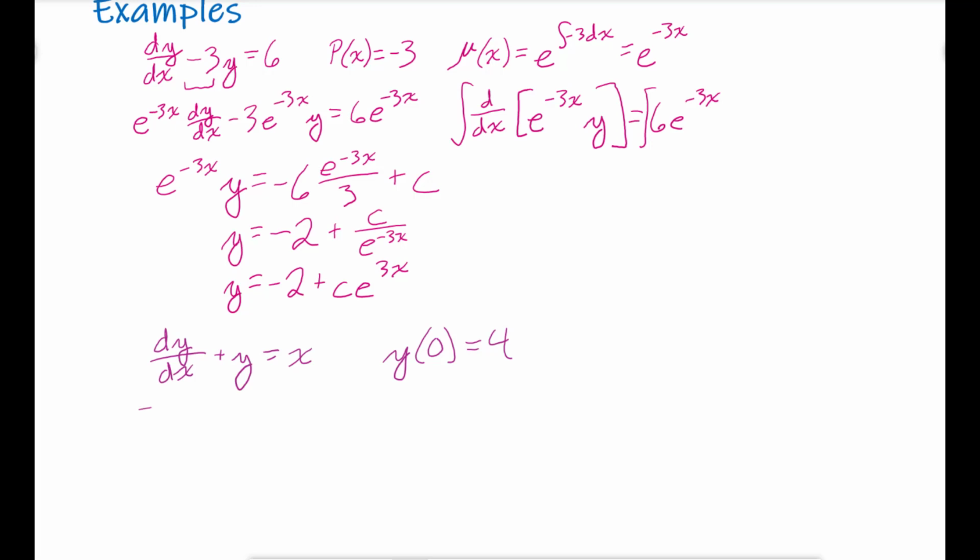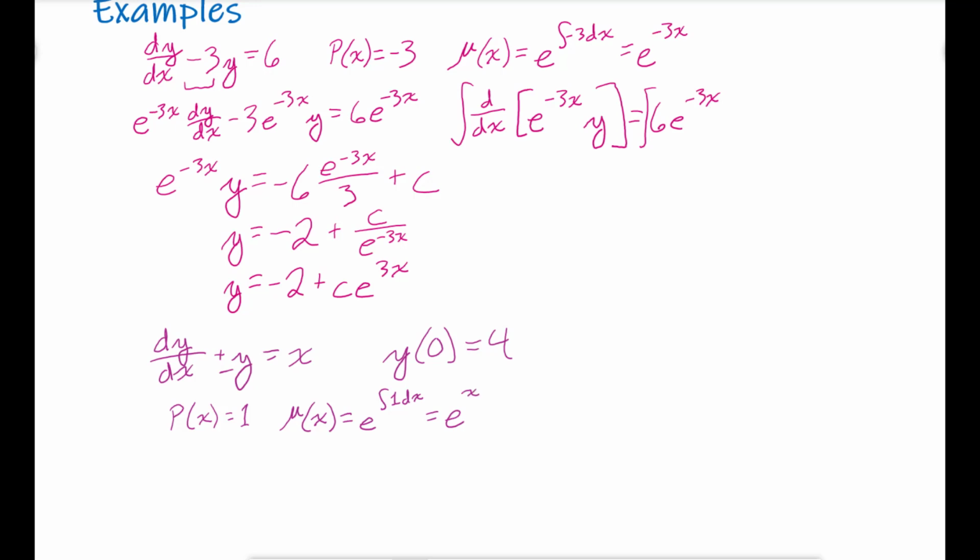So we need this in standard form. Luckily, it's already there. And then we need to identify p of x. Well, p of x is the coefficient function of x on y. In this case, it's just 1. So p of x equals 1. And we need to use that to find our integrating factor. So we have mu of x is going to equal e to the integral of 1 dx. The integral of 1 dx is just x, so this will just be e to the x.